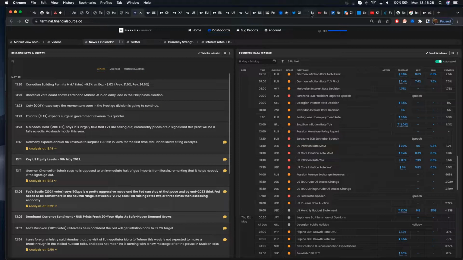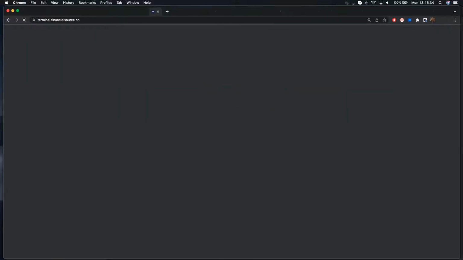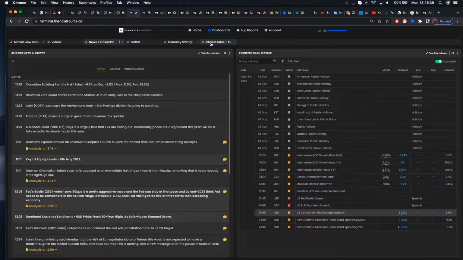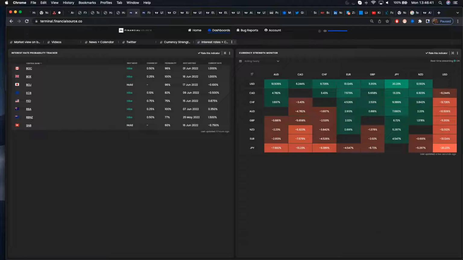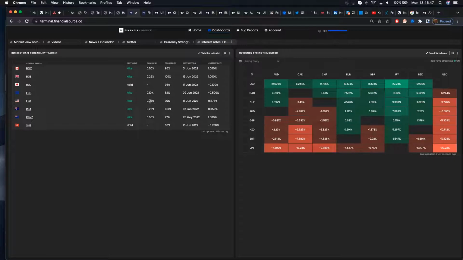If you just take a look at, let me just pull up another tab here for you, and let me just show this to you here. I want to show you the interest rate expectation to see here that the short-term interest rates, look at this, they're now expecting a 75% chance of a 75 basis point hike.